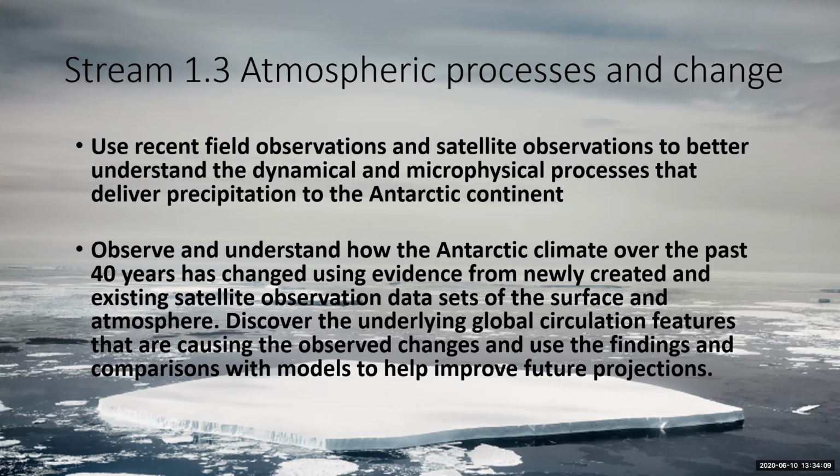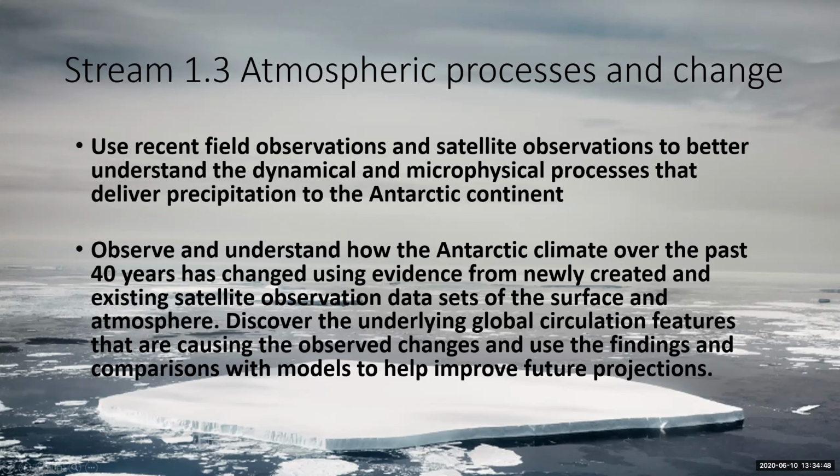And to do this, we're going to use recent field observations and satellite observations to better understand the dynamical and microphysical, so small, processes that deliver precipitation to the Antarctic continent. And we're going to observe and understand how the Antarctic climate has changed over the past 40 years, from existing data sets, but also we're going to improve on those data sets so that they're more fit for purpose, and hopefully discover the underlying global circulation features that are causing the observed changes and use the findings and comparisons with models to help improve the future projections.